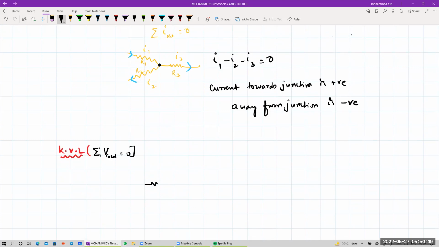See this one. If there is a loop like this, and there is some negative terminal, positive terminal, and here there is a battery, one positive, one negative, and there is some resistance for this one. And this is the given condition. This is a positive terminal, this is negative terminal, this is negative, this is positive. This is some resistance R1 and this is some resistance R3.